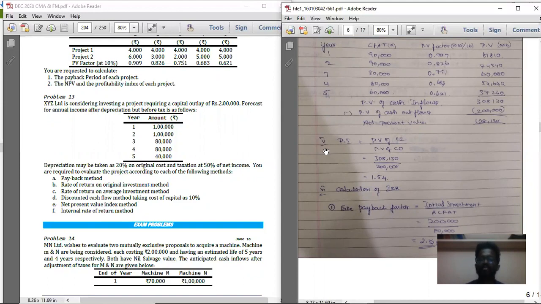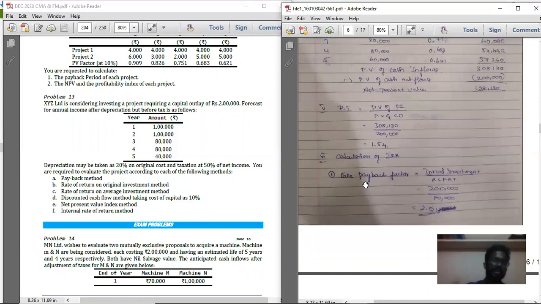Below that, is equal to 3,08,130 divided by 2 lakh, because we have calculated both the values in the net present value calculation. Present value of cash inflows 3,08,130, present value of cash outflow is 2 lakh. So divide both, 3,08,130 divided by 2 lakh, you are getting 1.54. That is profitability index. So with this we have calculated payback period, accounting rate of return, then NPV, then profitability index.